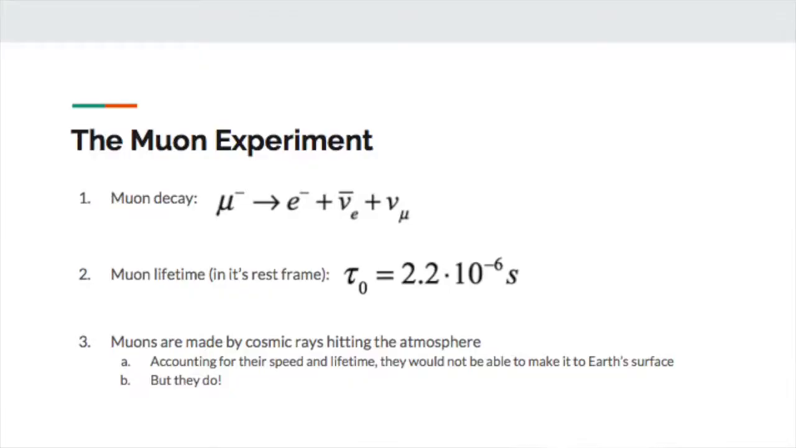The muon is a particle. It is essentially known as a heavy electron because it has the basic characteristics of an electron, but just more mass. And it decays mainly through this process to an electron, an anti-electron neutrino and a muon neutrino. Just so you know, neutrinos are also fundamental particles.